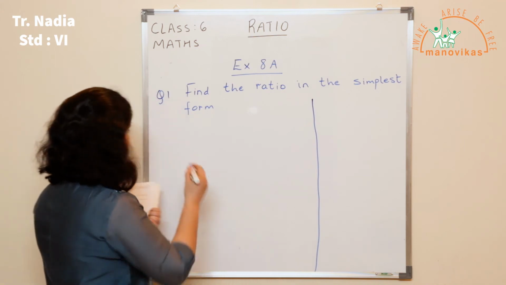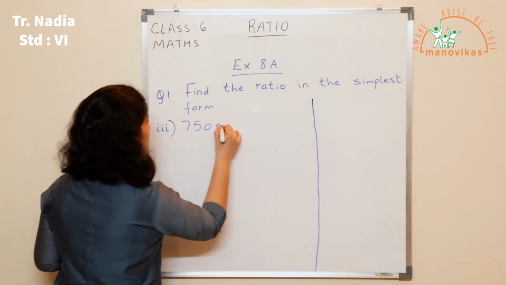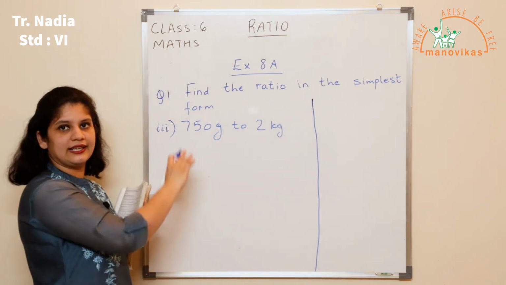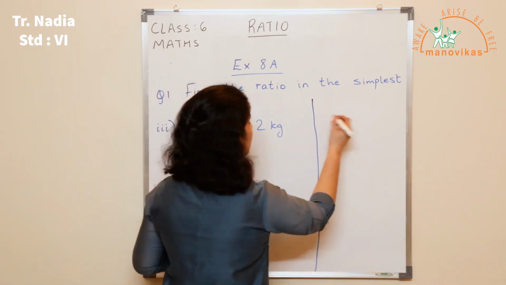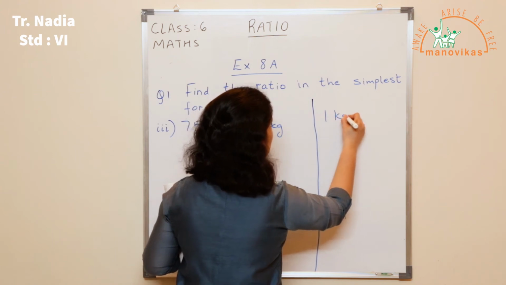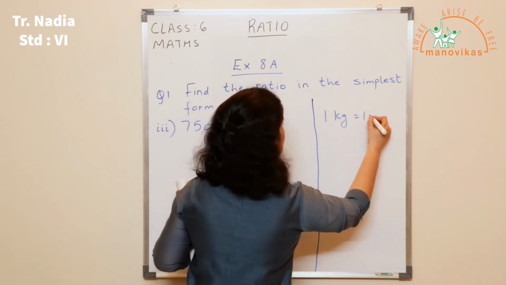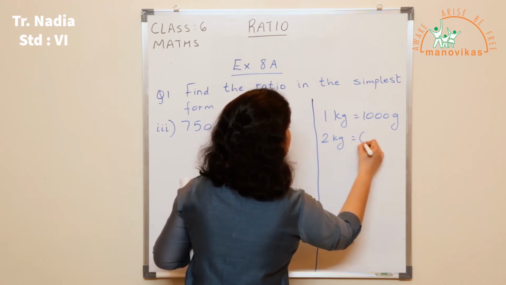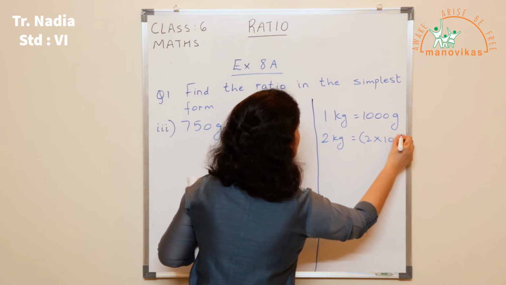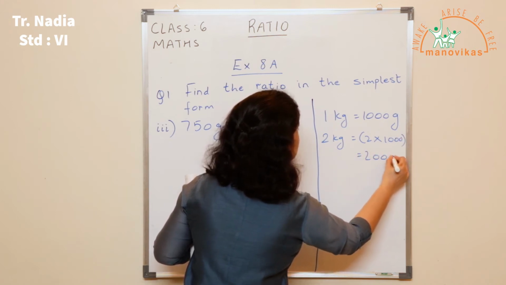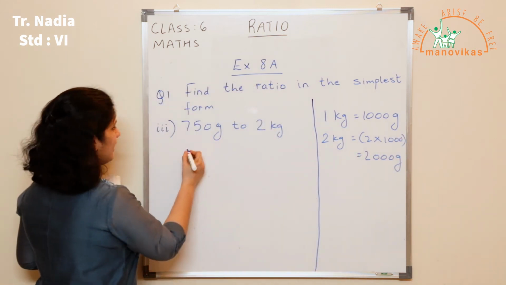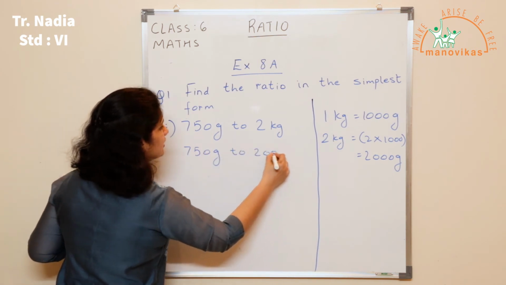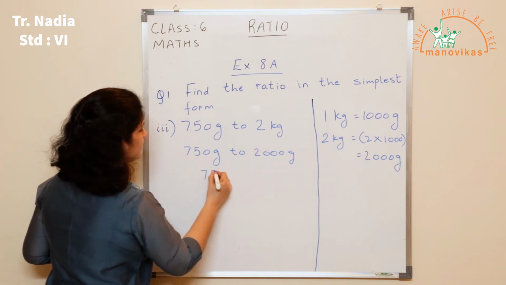Okay, the third one says 750 grams to 2 kilograms. Now again here one is in grams, the other is in kilogram. So convert the kilogram to grams. We know that 1 kilogram is 1000 grams. So 2 kilogram will be how much? It will be 2 multiplied by 1000. That is 2000 grams. So you all can write this as 750 gram to 2000 gram. Express it as a ratio.